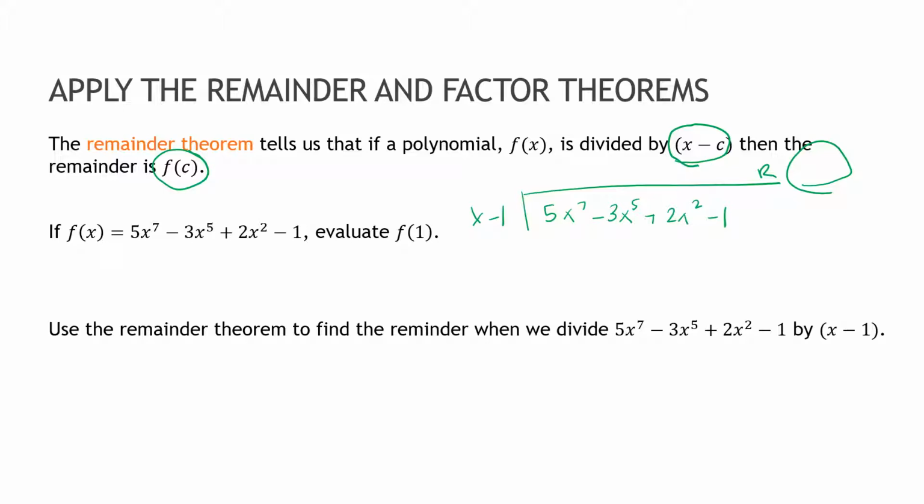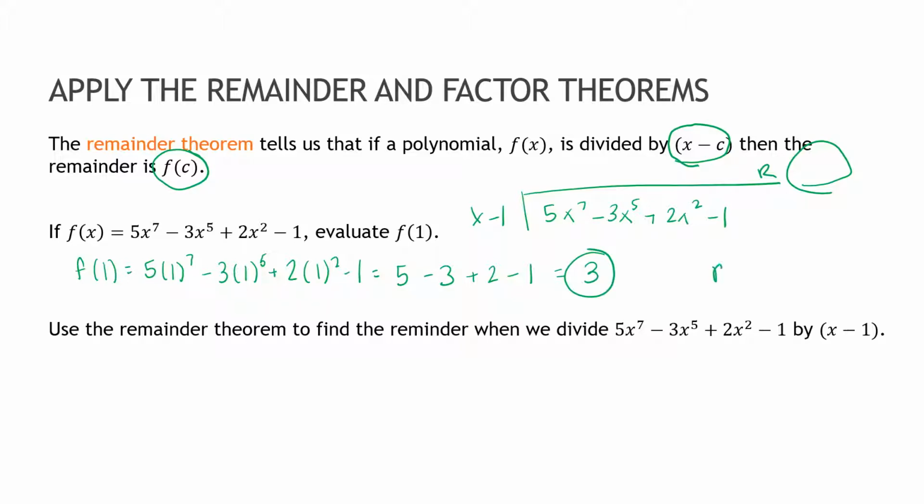I can take f of 1 and say 5 times 1 to the 7th minus 3 times 1 to the 5th plus 2 times 1 squared minus 1. 5 times 1 to the 7th is 5. 3 times 1 to the 5th is 3. Keep the minus. 2 times 1 squared is 2. So I get 5 minus 3, which is 2, plus 2 is 4, minus 1 is 3. So I know already that if I did this, when I got to the end, my remainder would be 3 divided by x minus 1.